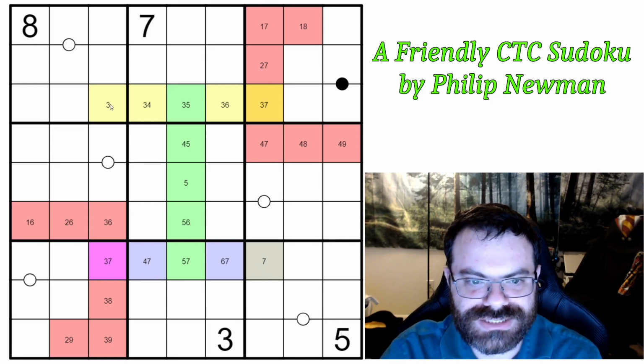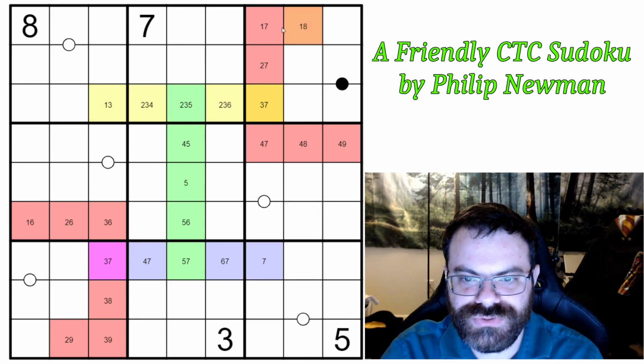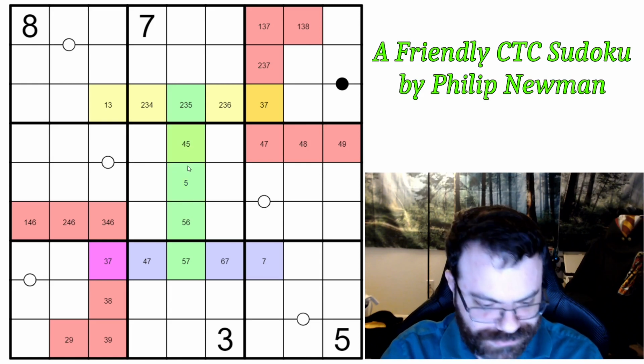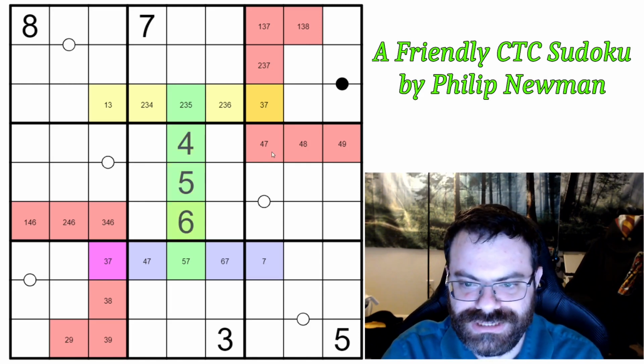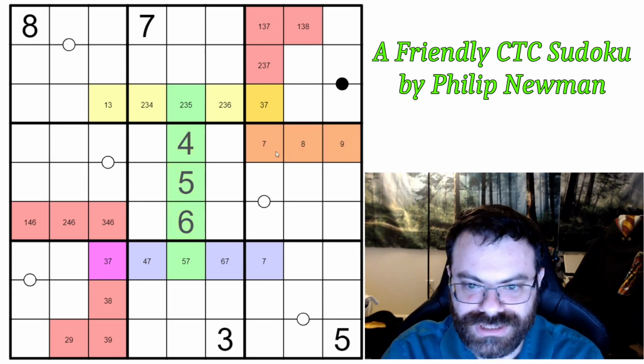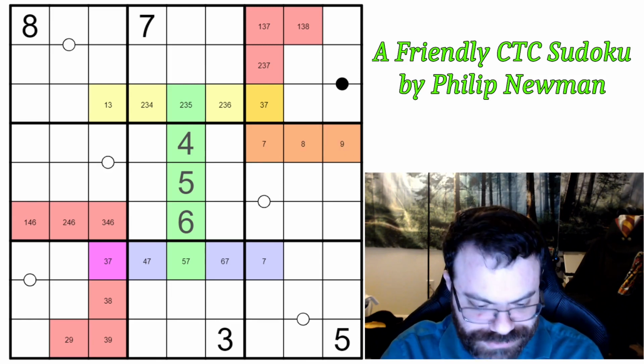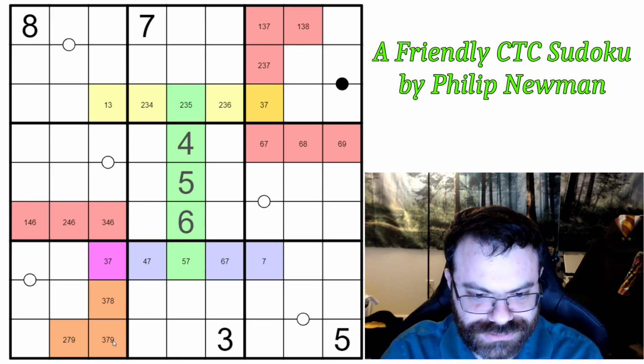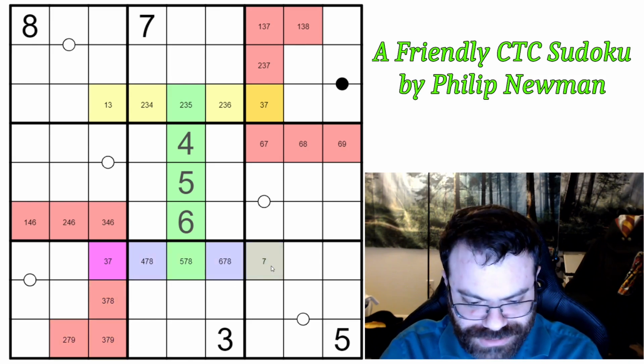And then for boxes, we've got 1, 2, 3, and that already had a 3. 4 down here. These already have 5s, so I guess we can already fill 4, 5, 6. And then this is box 6. This is box 7, box 8, and box 9.